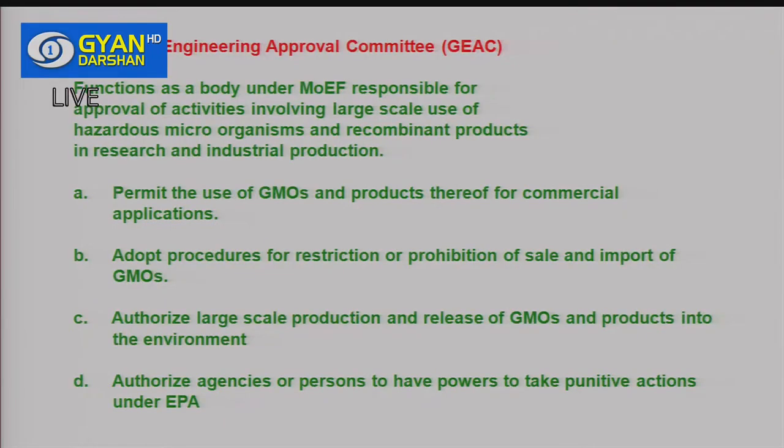Authorize large-scale production and release of genetically modified organisms and products. Authorize agencies or persons to have powers to take punitive action under Environmental Protection Agency. Because if you violate, if you don't follow the stringent rules and regulation before commercialization of your product, then this committee can take stringent action against you. So these kind of checkpoints are there always.